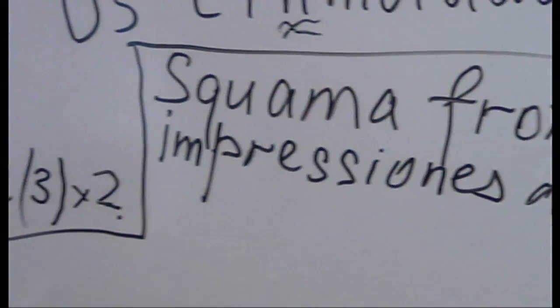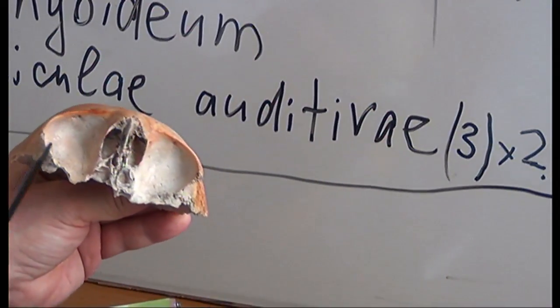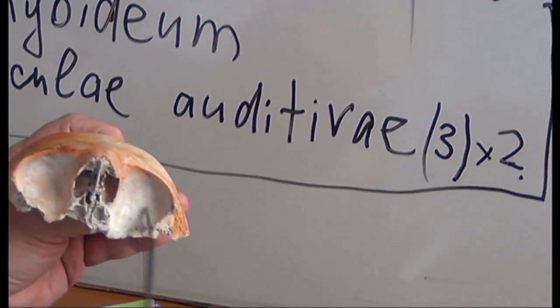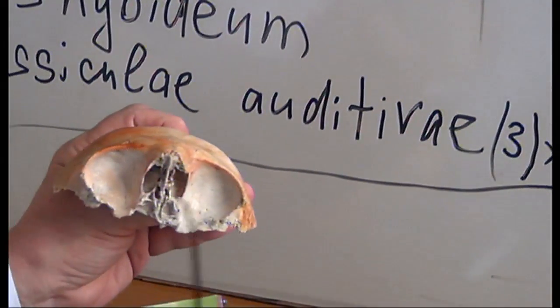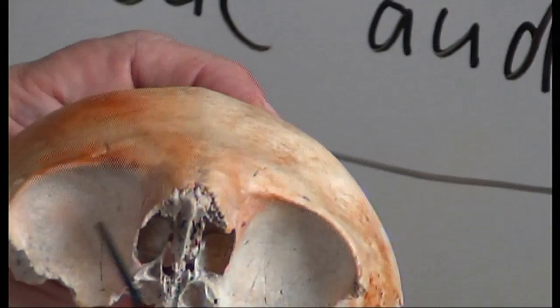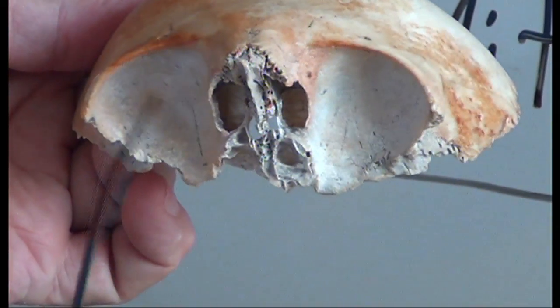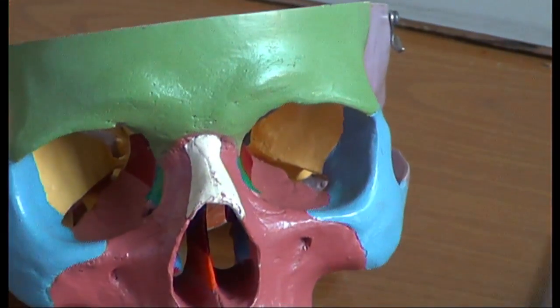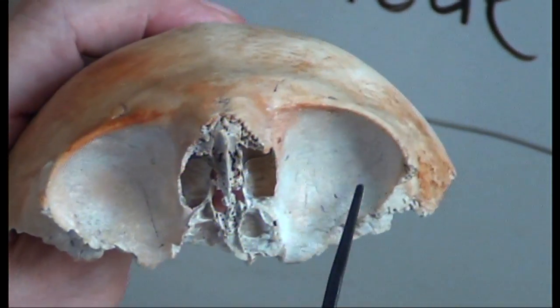Then, a very important part of the frontal bone is these lateral symmetrical parts, which are called orbital parts, because they are the upper wall of the orbit. Pars orbitalis, in plural, partes orbitales.